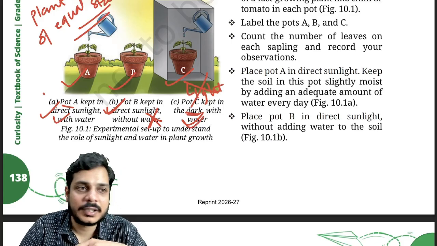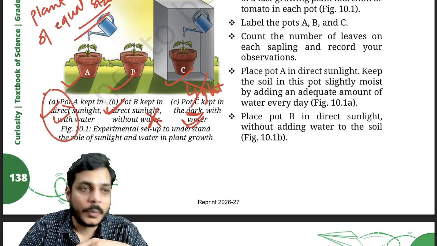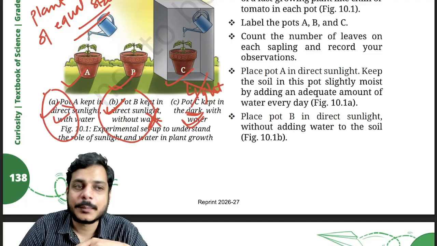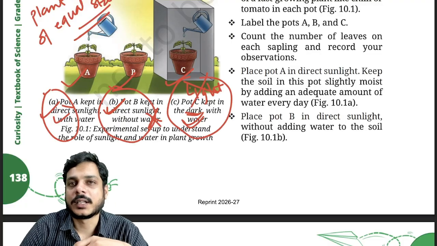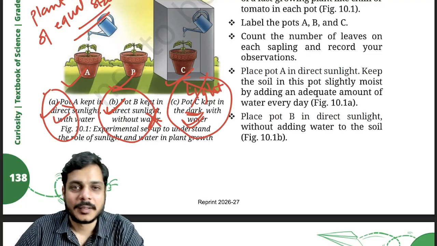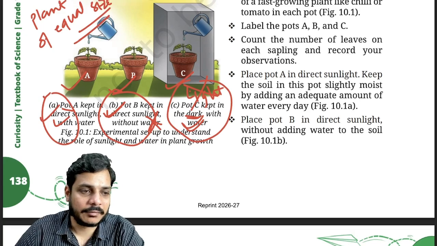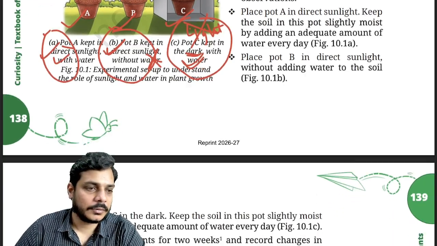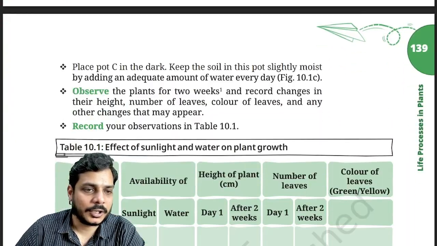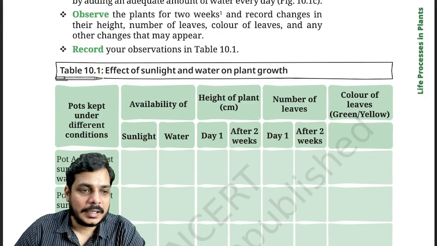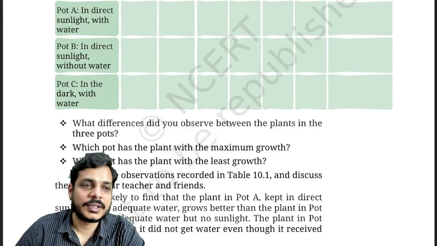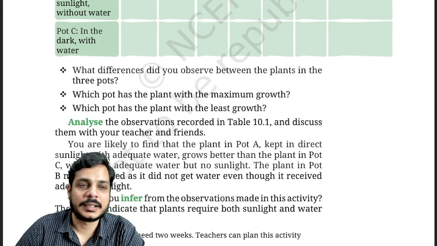So one condition is when both are present, another is when light is present but water is absent, and another is when light is absent and water is present. How do the plants behave with respect to their growth and development? Now further it is said that you must record the effects. What are the differences that you observe between the plants in the 3 pots?